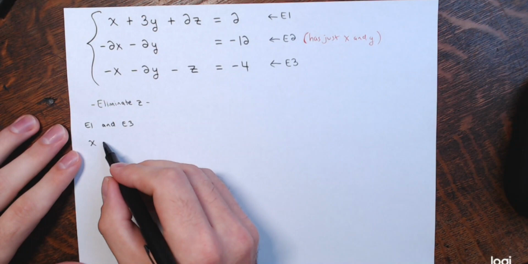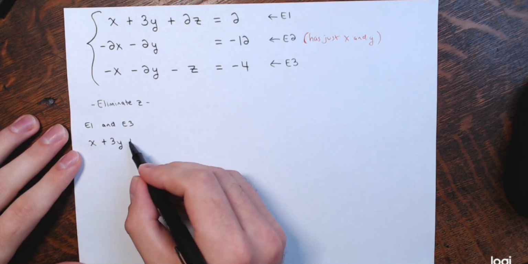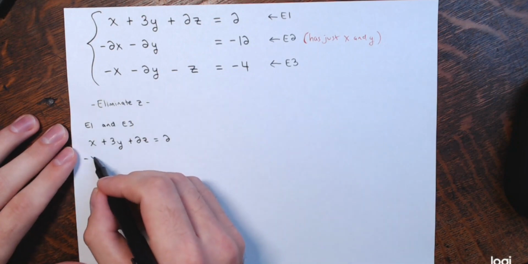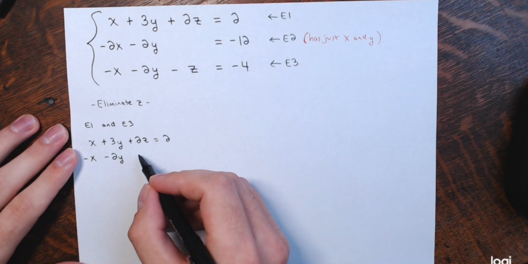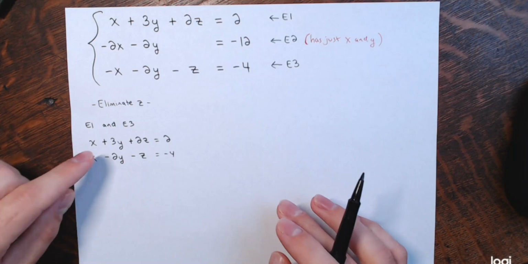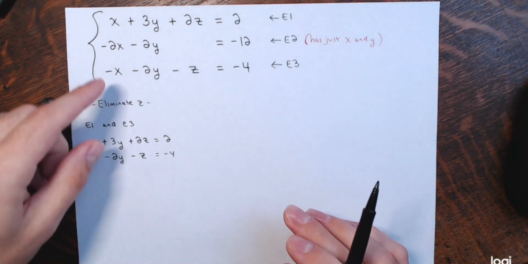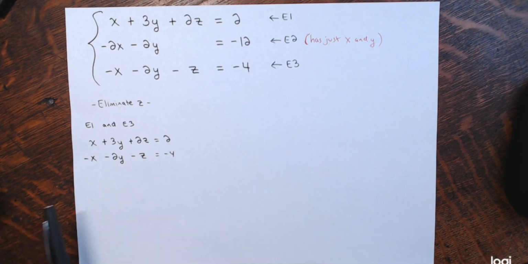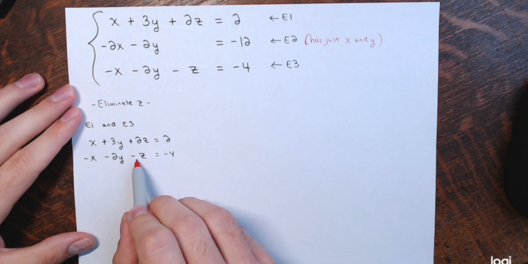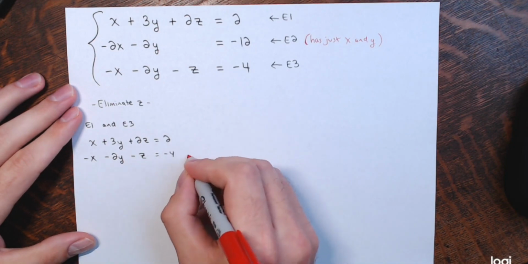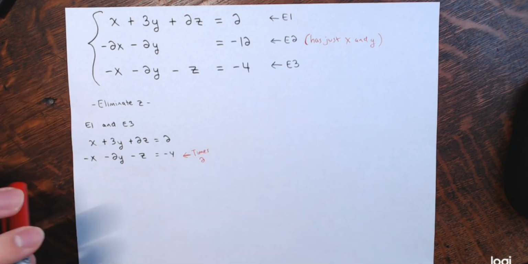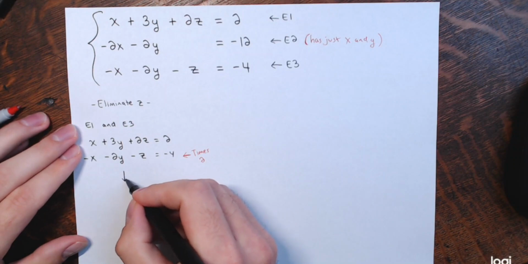So equation 1, x plus 3y plus 2z equals 2. Equation 3, negative x minus 2y minus z equals negative 4. And once again, I'm saying I want to eliminate the z's, so I get a second equation with x and y. Well, in order to eliminate the z's, there's positive 2z there. I can make this into negative 2z by multiplying the second equation, every single term on both sides, by positive 2. Alright, so that'll lead me to the following.